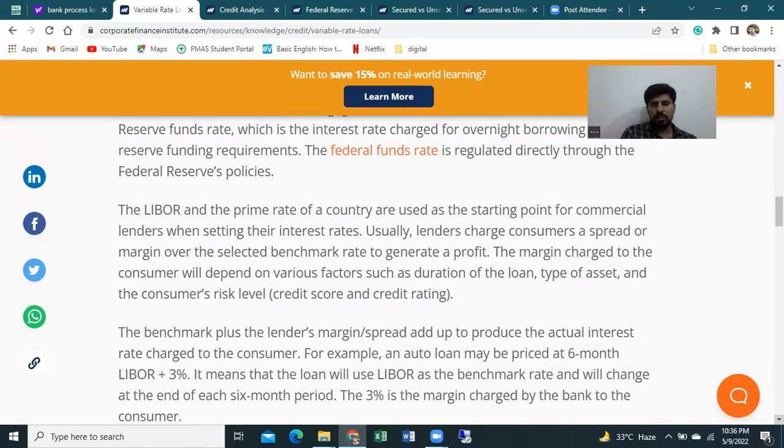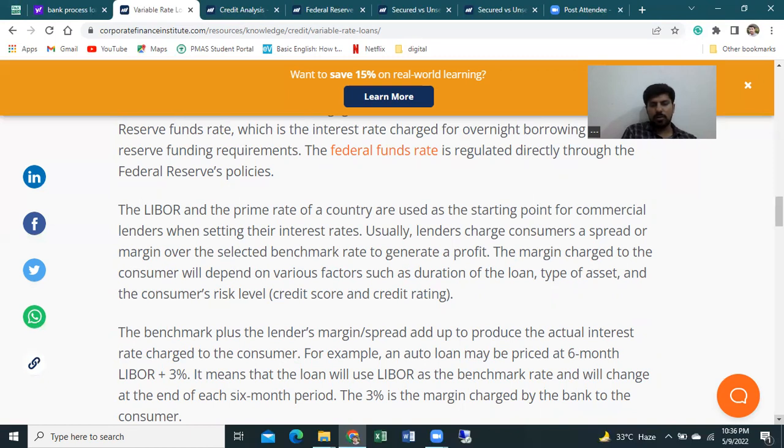Usually the lenders charge the consumer a spread or margin over the selected benchmark rate that generates their profit. The margin charged to the consumer will depend on various factors such as the duration of the loan, the type of the asset, the consumer risk level, the credit score and the credit rating. The benchmark plus the lender's margin produces the actual interest rate charged to the consumer.